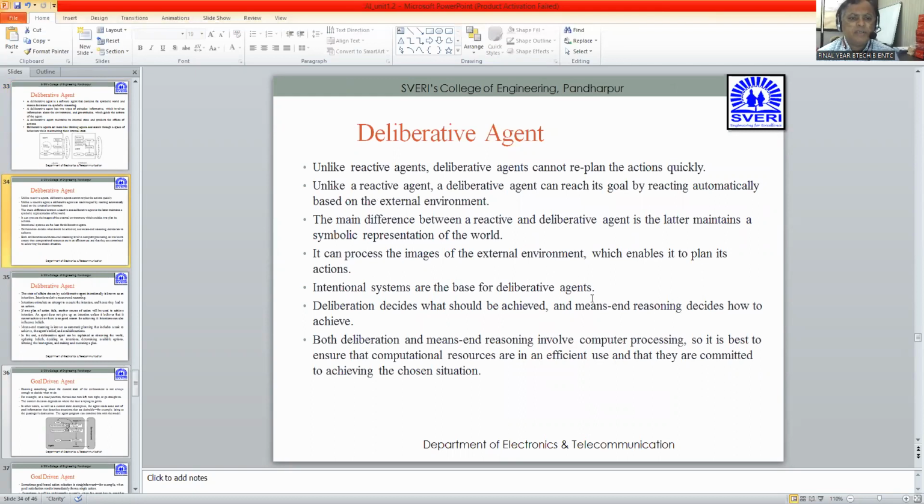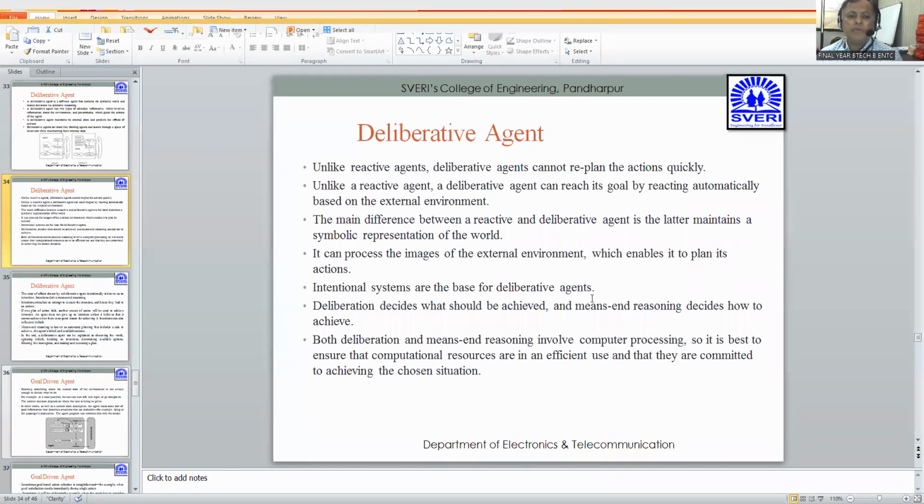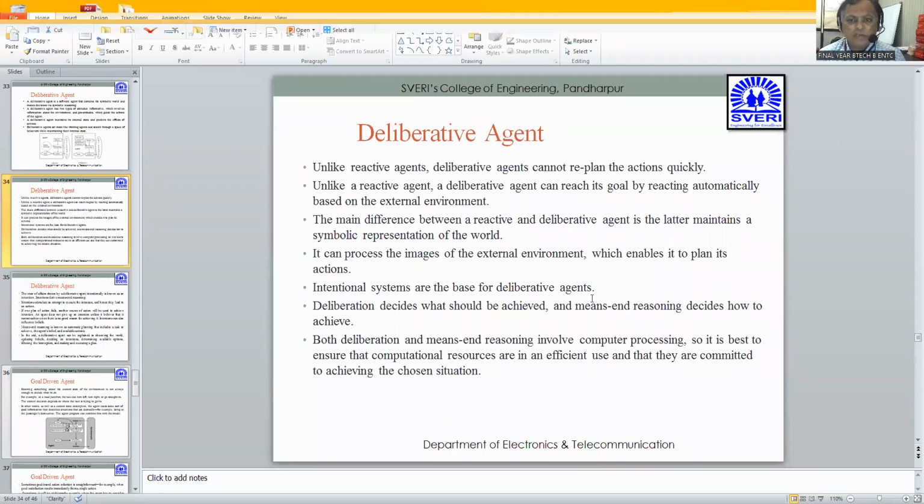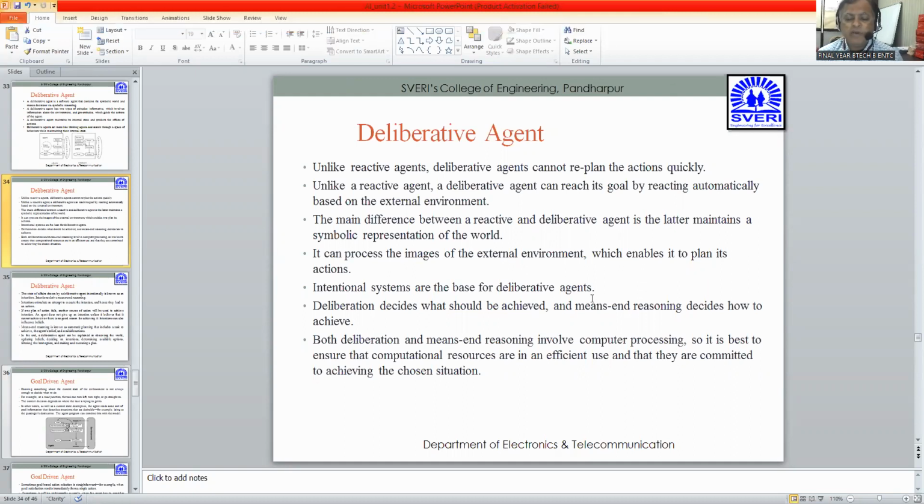Unlike reactive agents, deliberative agents cannot replan the actions quickly. Why can't it? Because in the case of a reactive agent, you have no knowledge domain, so based on that, the replan can be considered. But in the case of a deliberative agent, it is very difficult because you have to check all the internal states, then you have to check the effect of the actions that will be taken, and all those things will come into the picture. So deliberative agents cannot replan the actions quickly. It will take some time to go for the replanning.